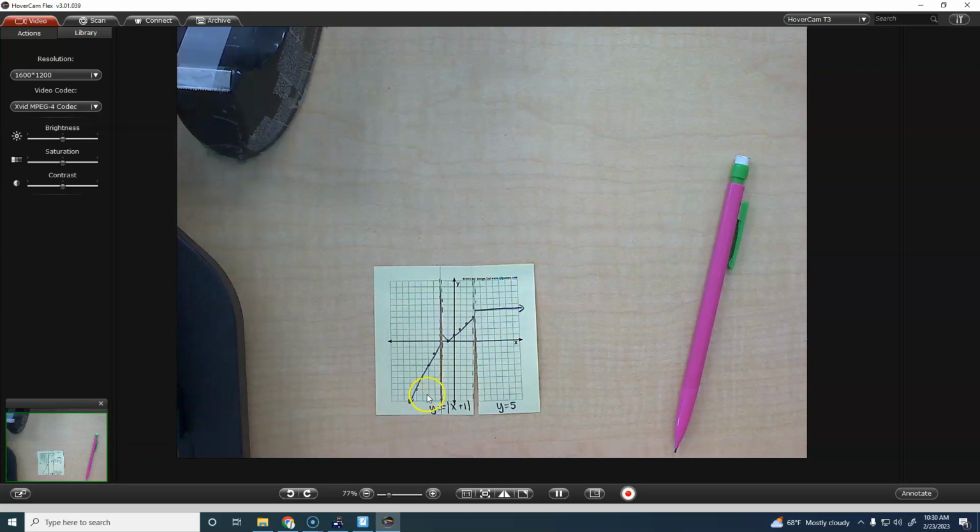Okay. So a piecewise graph just takes a piece of one function, a piece of the next function, a piece of that third function, and it puts all of those together.